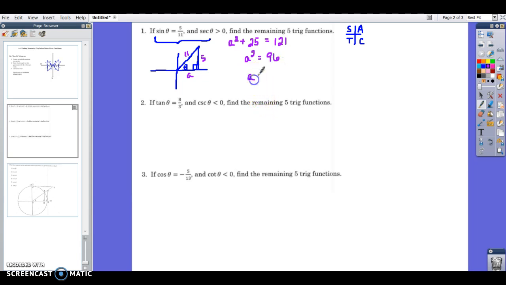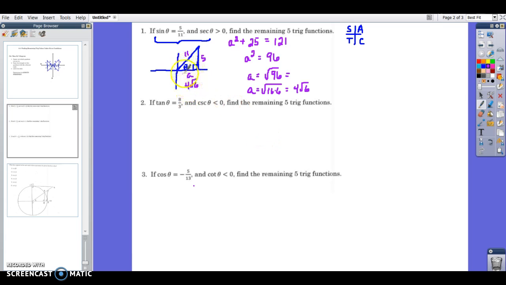Right, so a is going to be the square root of 96. Okay, we certainly can simplify that. The factors of 96 would be 16 and 6. So that would be, I'll write it over here, square root of 16 times 6. That would give me 4 root 6 for side A. Okay, so I can write that in. That would be 4 root 6.